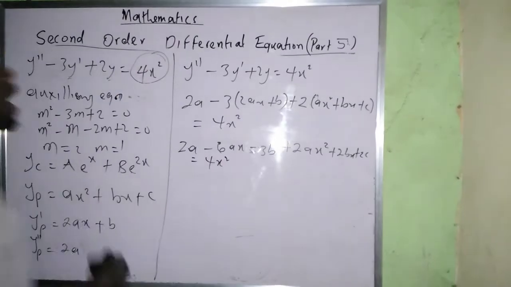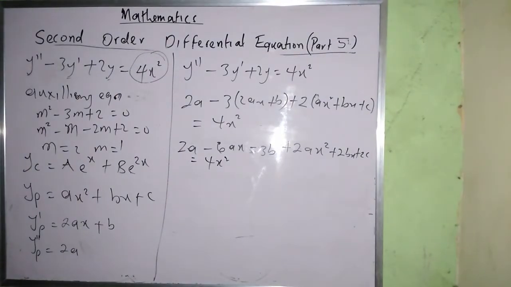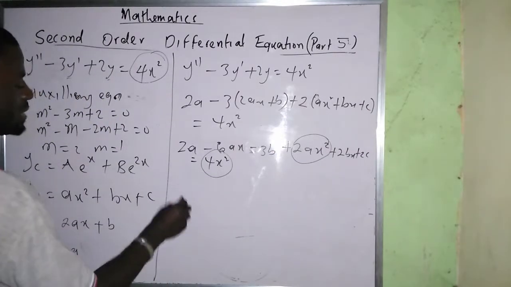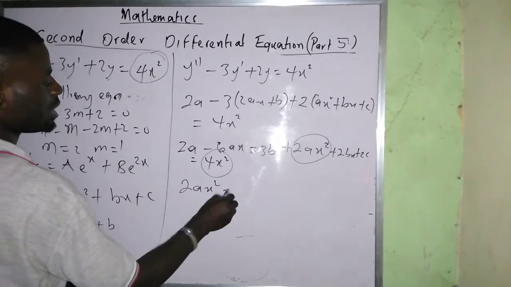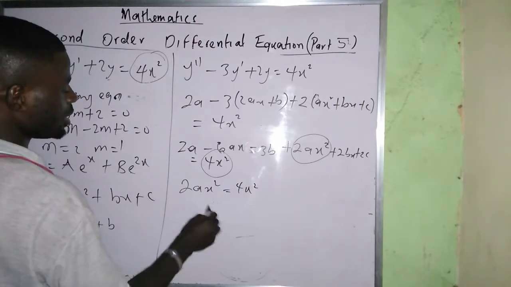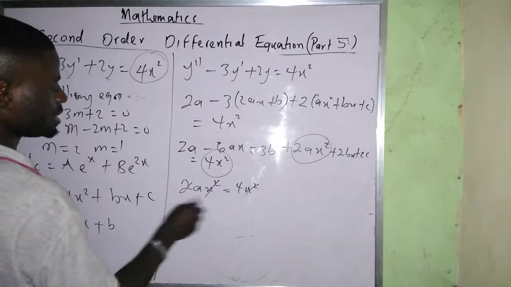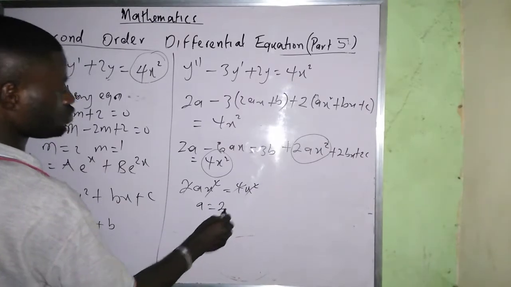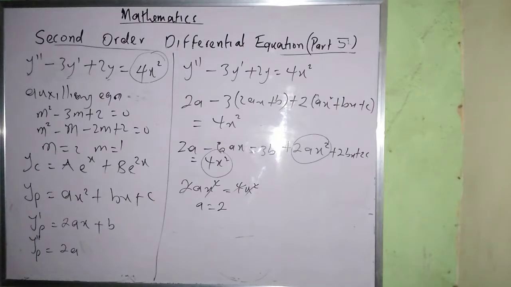Now, I will compare my variables. The terms with x squared: I have x squared here and here. It means 2ax squared equals 4x squared, so this will cancel this. It means my a equals 2. I will move on to the next one.